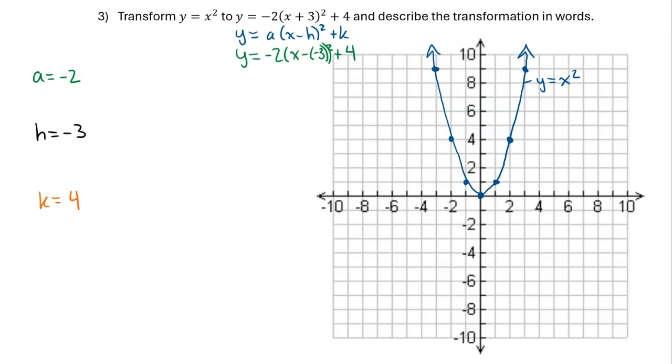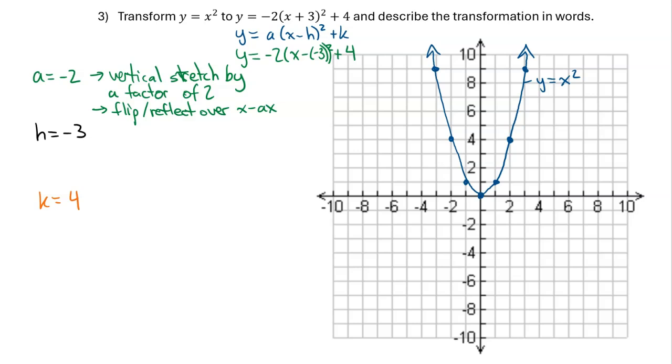And so let's describe what each of those are doing to the transformations. So the a value being -2 is going to be a vertical stretch by a factor of 2. Vertical stretch by a factor of 2. The negative part of that means that it's going to flip it over the x-axis. It's always flipping vertically, so it's flipping over the x-axis. Another way to say that is reflecting over the x-axis.